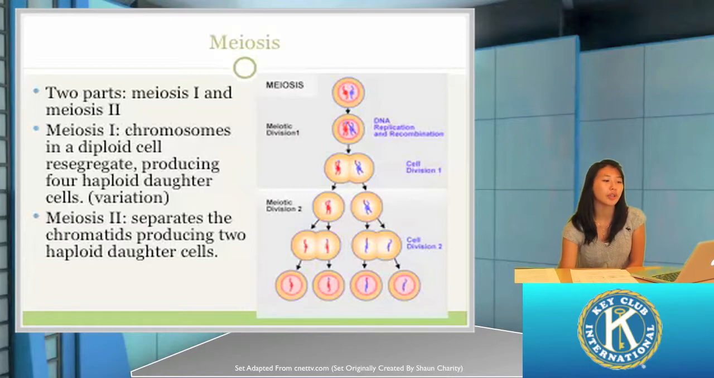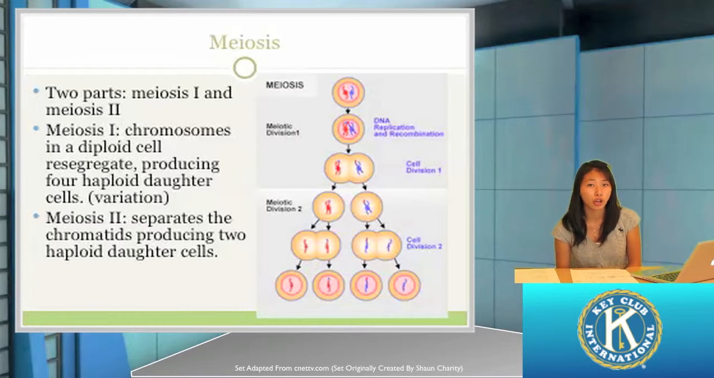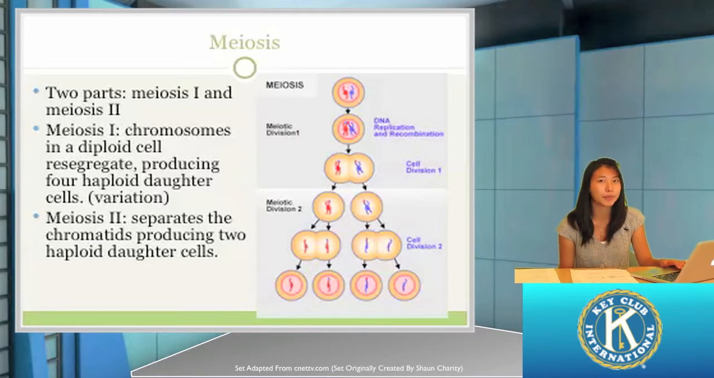When you go into meiosis 2, there is no interphase. You just go straight into the separating of the chromatids. The result of this is that there are 4 daughter cells, each with a different code of DNA. They're all different, and they're haploid.